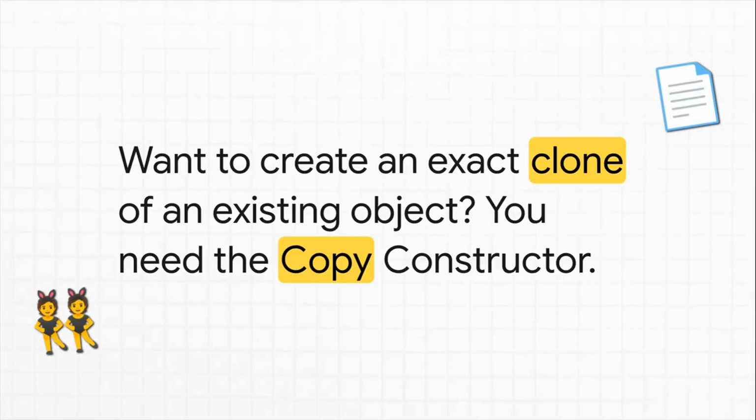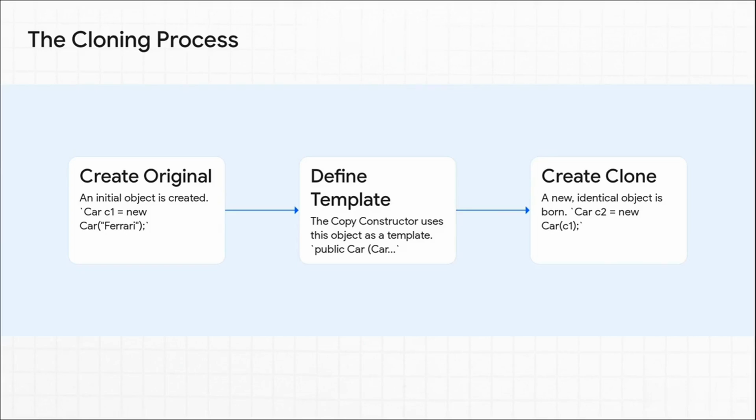Okay, our next specialist has a very cool, very specific job. What if you don't want to build a new object from scratch? What if you want to create an exact clone of one that already exists? The process here is actually really slick. So in step 1, we make our first car, C1, and it's a Ferrari. Nice. Now look closely at step 2. That's the copy constructor. Notice its parameter isn't a simple string, it's a whole other car object. So in step 3, when we create our second car, C2, we just pass in our first car, C1. The constructor then takes C1, copies all its details, and boom, a perfect duplicate is born.